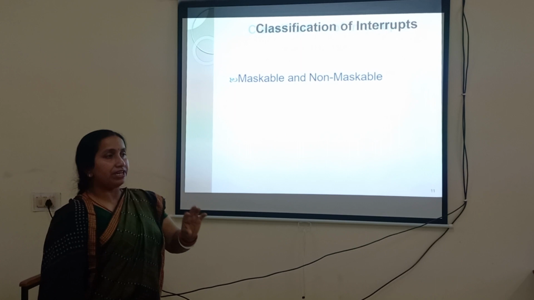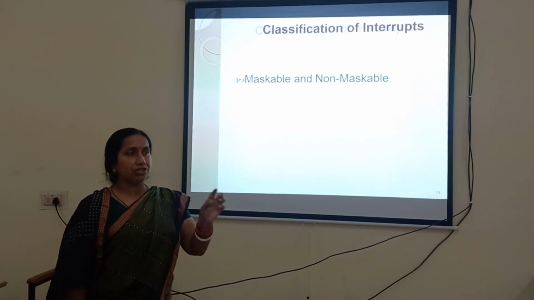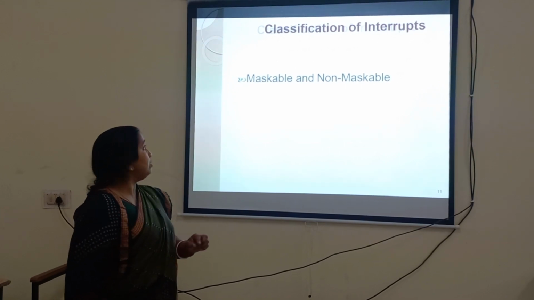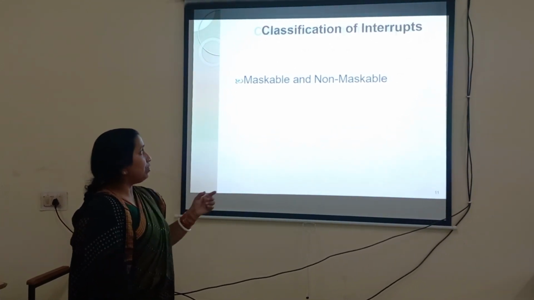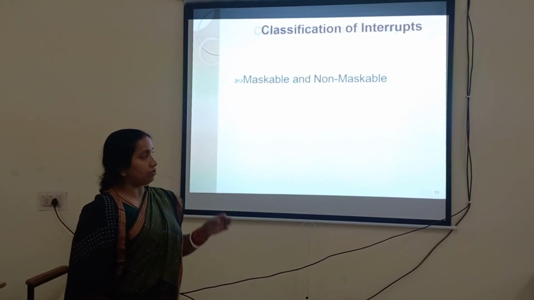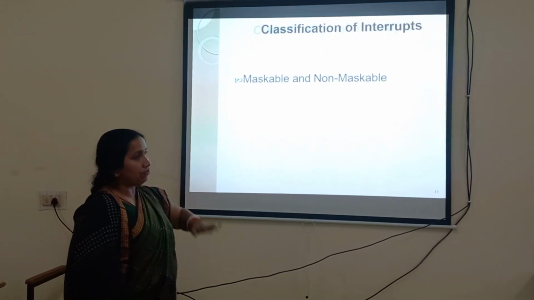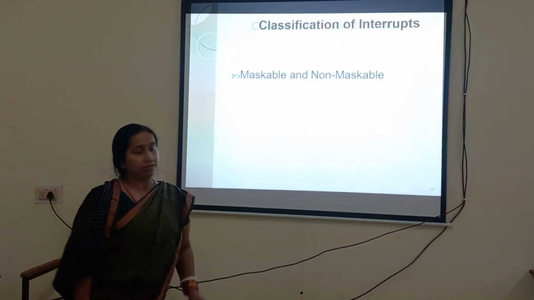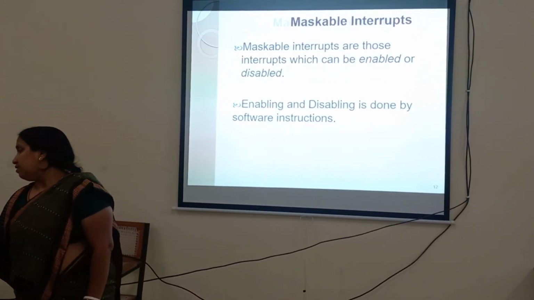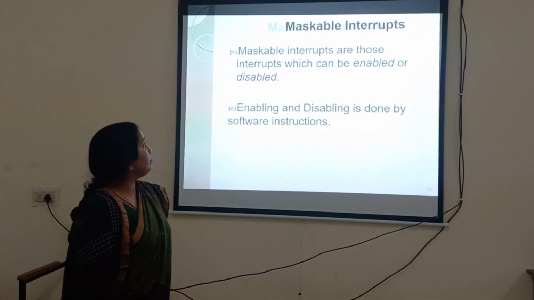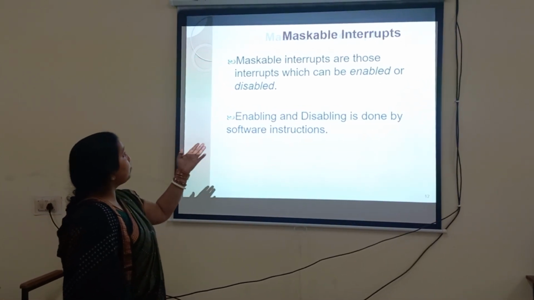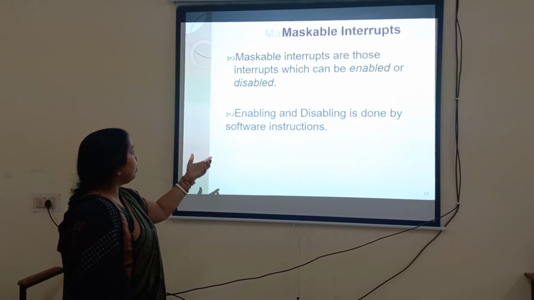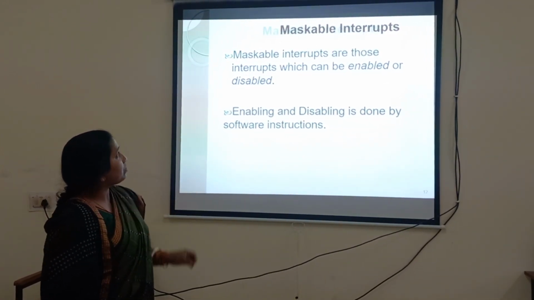Maskable means we can handle it by putting 0 or 1, by enabling or disabling the bit. We call it maskable. Where we cannot manipulate the 0 or 1, it is called non-maskable. Maskable interrupts are those which can be enabled or disabled; if it cannot be disabled or enabled, it is called non-maskable.